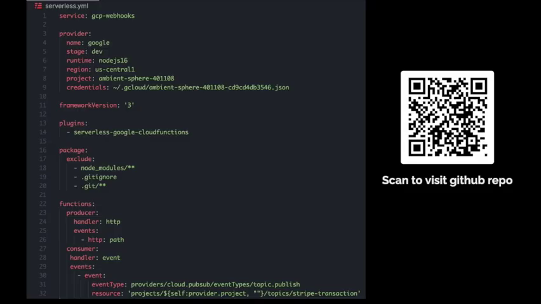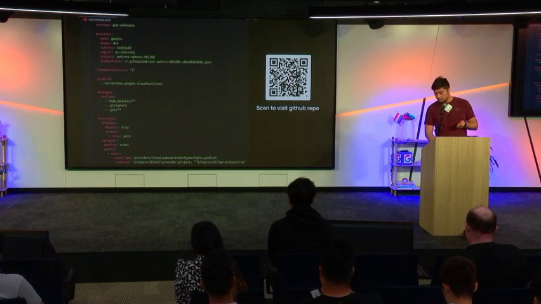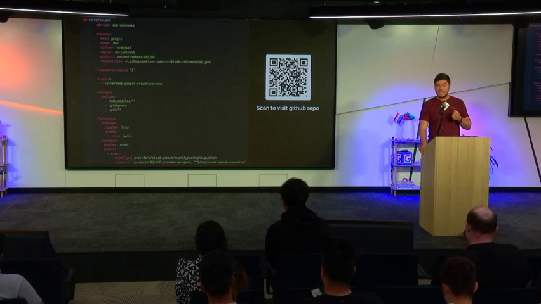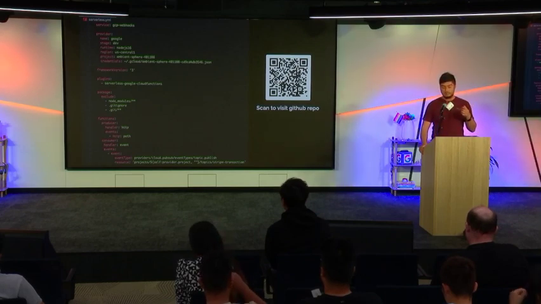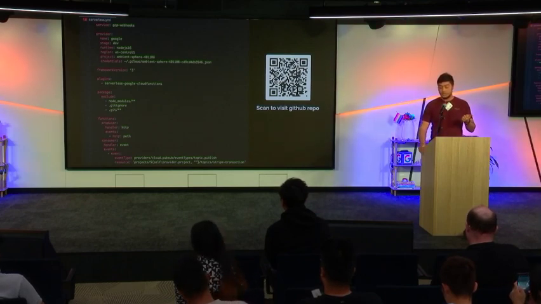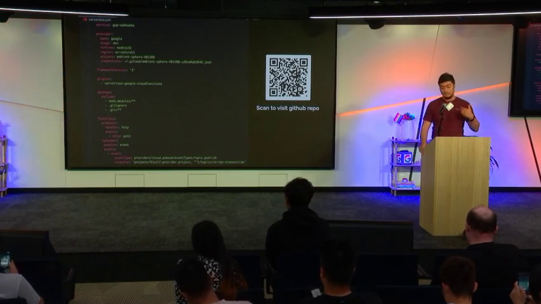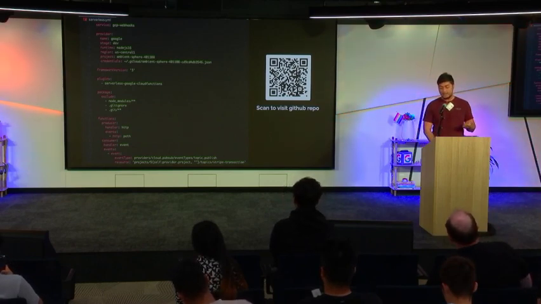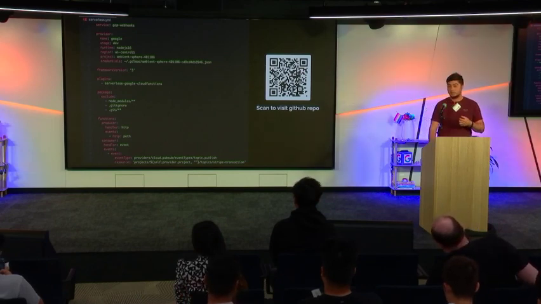This is a quick look at the serverless YAML. You can scan the QR code if you want to visit the GitHub repo for the serverless stuff. But this is a pretty standard YAML file. Going from top to bottom, we have the service, which is just the name of the service, GCP webhooks in our case. Provider is what cloud provider we're using. It's Google for us. Framework version is the version of the framework. Plugins is where we choose our cloud provider, so serverless Google Cloud Functions refers to Google. We can add others as well. Package is the code that we want to include or exclude from our package.